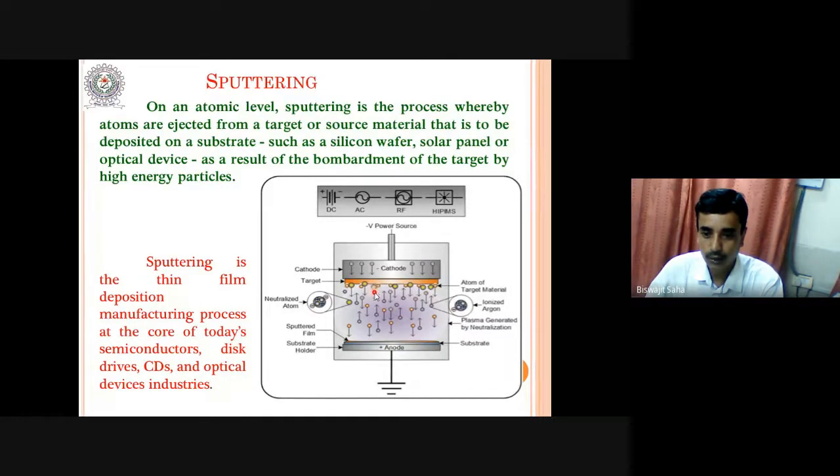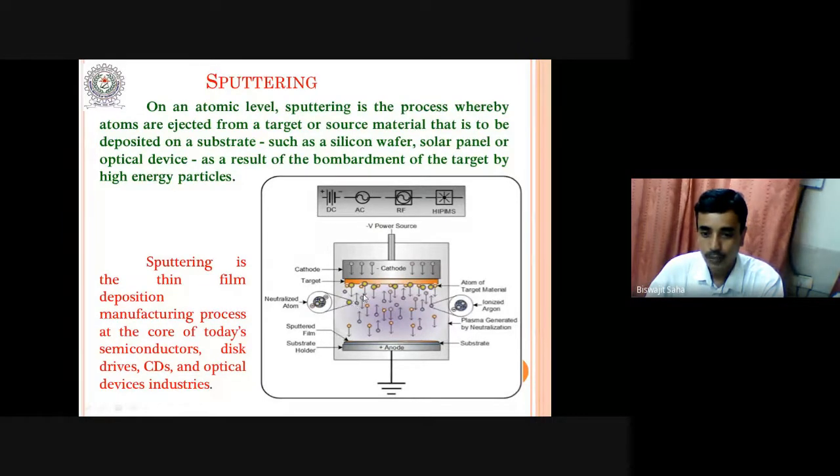these yellow molecules, these are coming from the target, and some other ions, this gray color, are moving upward, and they make collision with the target and ejected target atoms, the yellow one and the orange one. These are coming down after interacting with the ions.